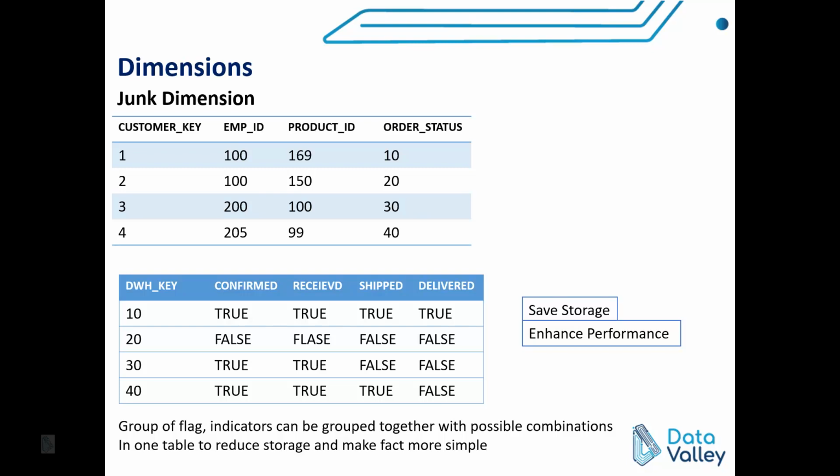To recap, junk dimension: when you have a set of indicators or a set of flags which has possible combinations, you can take all these flags and indicators and put them in a separate dimension table, which we call a junk dimension, give each single combination a unique key, and in your fact table, remove all these flags and just put a foreign key to refer to this combination.